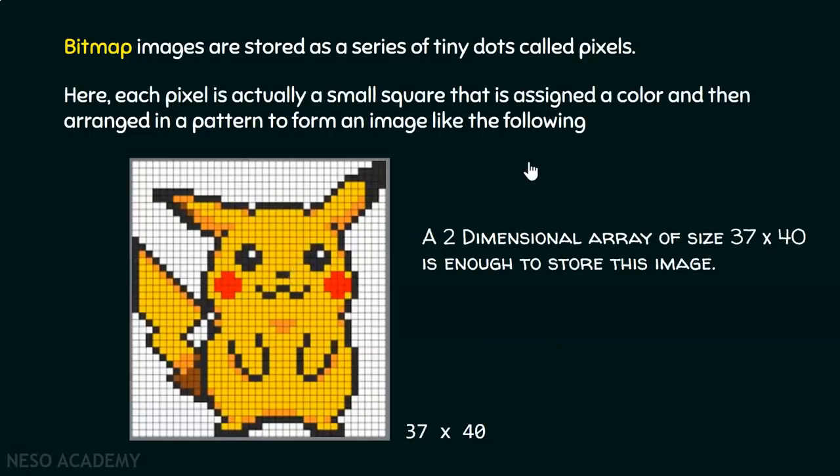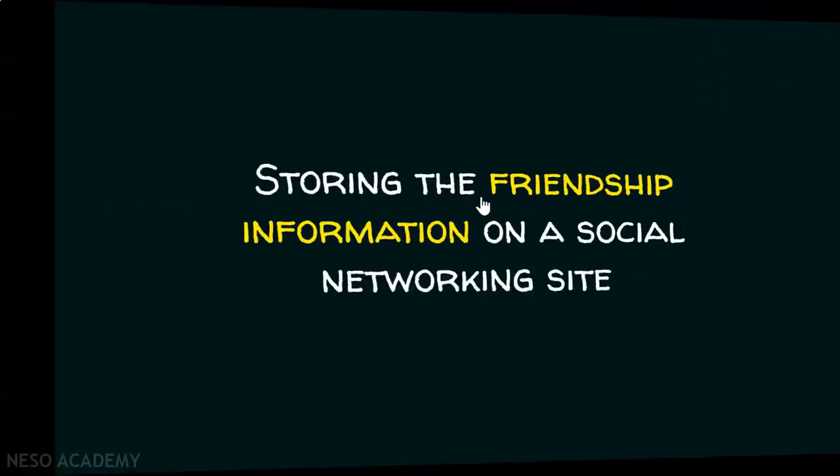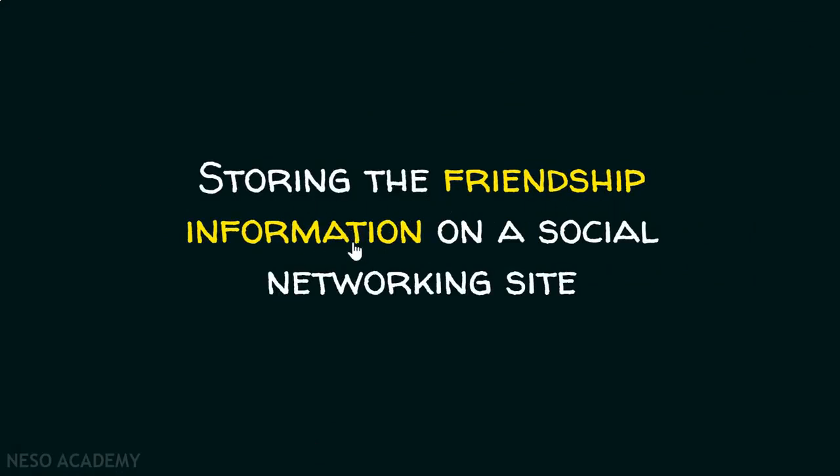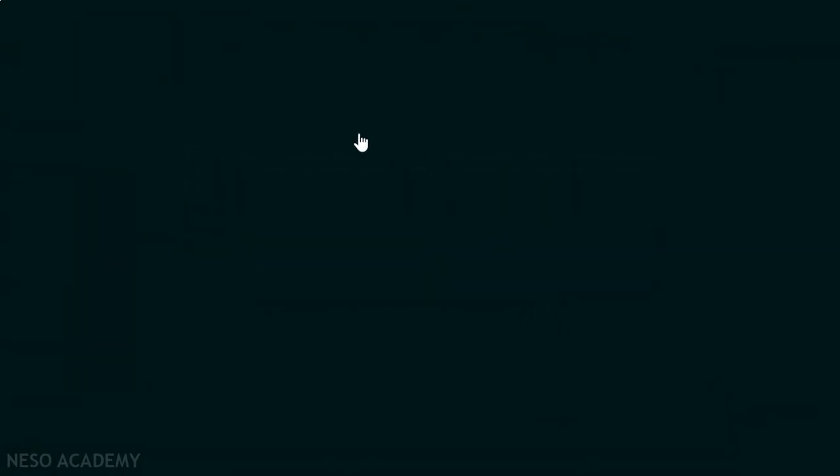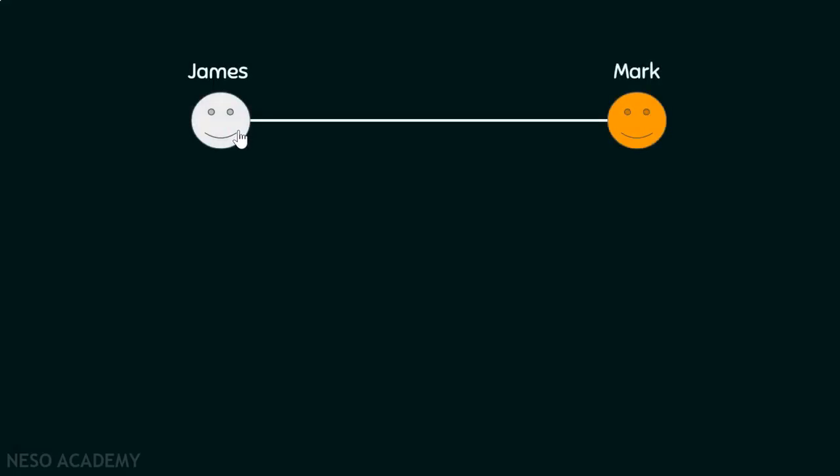Now let's see our example number 3. Storing the friendship information on a social networking site. Do you know how Facebook is storing the information of friends? Let's see an example here. Let's say James is a friend of Mark. Not only that, James is friend with Leah as well. So here we are maintaining the connections between them. This particular edge is representing the relationship between James and Mark. Similarly, James is friend with Leah and it is represented by this edge.